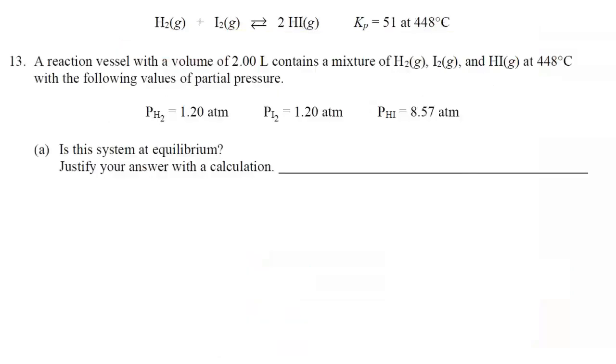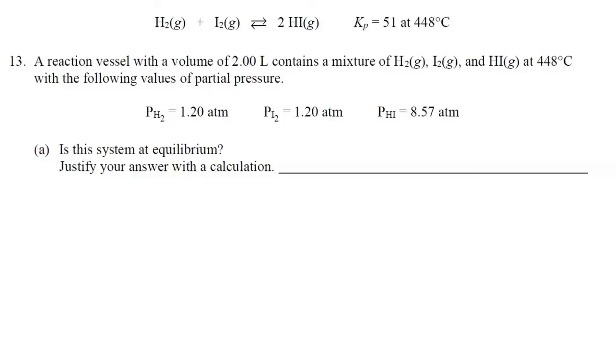We have one more example of changing the volume of the reaction vessel for a gaseous equilibrium system, but something interesting is going to happen with this particular system. In this system, we have 1 mole of hydrogen reacting with 1 mole of iodine to produce 2 moles of hydrogen iodide. We are given that the Kp is equal to 51 at 448 degrees Celsius.